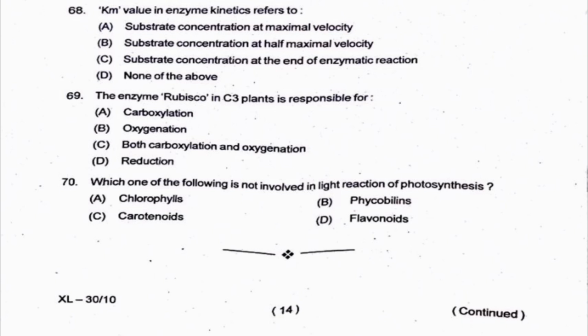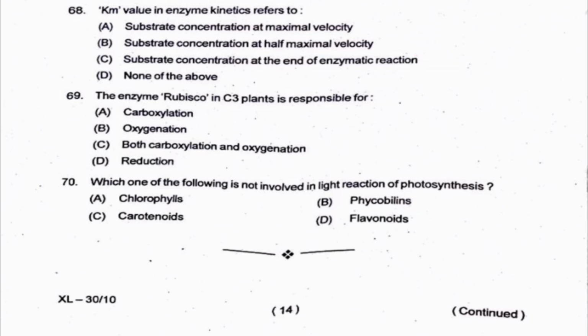So Km value is also known as Michaelis constant. Km is the value of substrate concentration at half maximal velocity. It denotes that 50% of enzyme molecules are bound with substrate molecules at a particular substrate concentration. Km value is independent of enzyme concentration.